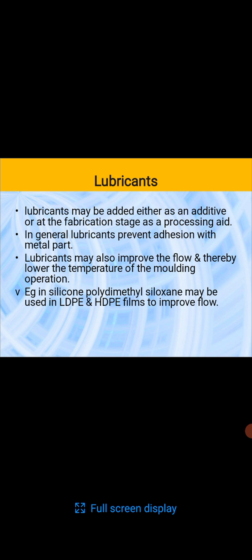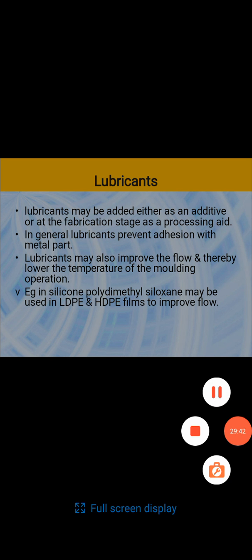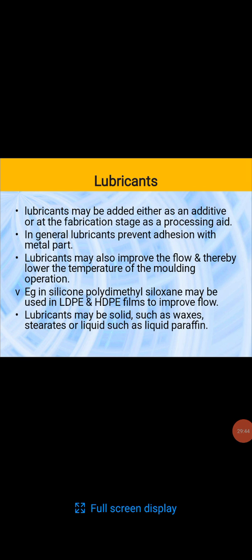For example, silicone polymethyl silicone may be used in low density polyethylene and high density polyethylene film to improve the flow. Lubricants may be solid, such as waxes and stearates, or liquid, such as liquid paraffin.